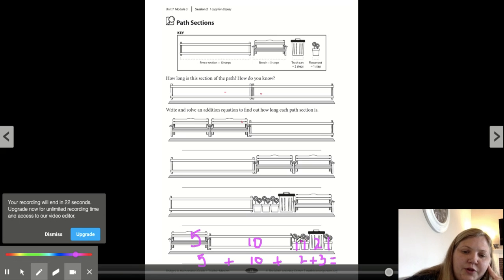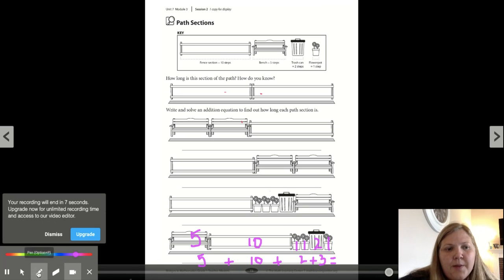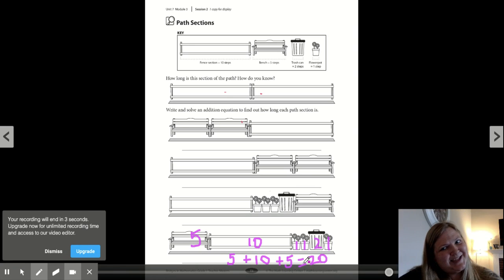Maybe you put the 2 flower pots together, and so you put the trash can and another flower pot together and turn that into a 3. So maybe now you're thinking 5 plus 10 plus 2 plus 3. Ooh, a turnaround. 2 plus 3 is a 5. So maybe now you're thinking 5 plus 10 plus 5. Put your 5s together and think 10 plus 10 is 20.